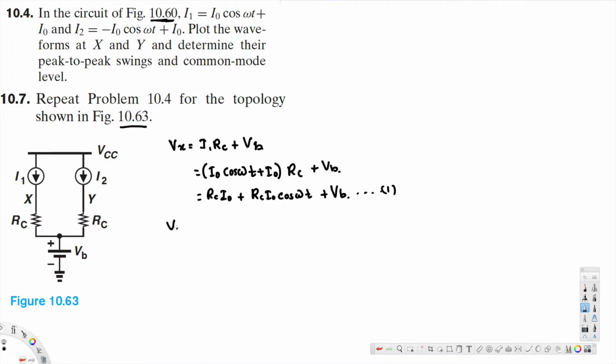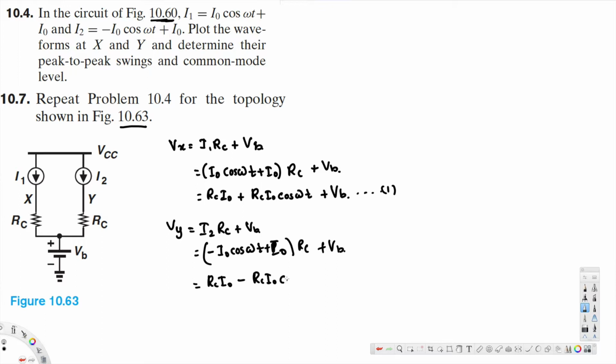Now let's apply for Vy. Vy is going to be basically I2 times RC plus VB. I2 is negative I naught cos omega t plus I naught. Negative I naught cos omega t plus I naught times RC plus VB. So this will become RC I naught minus RC I naught cos omega t plus VB. Then this is equation number 2.